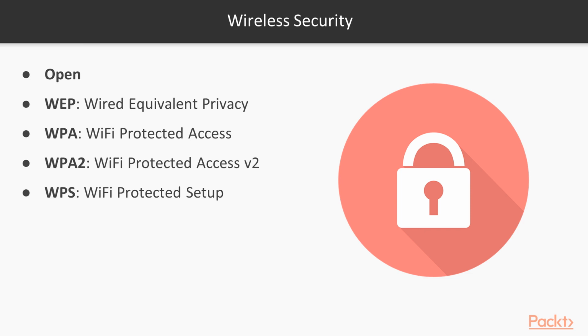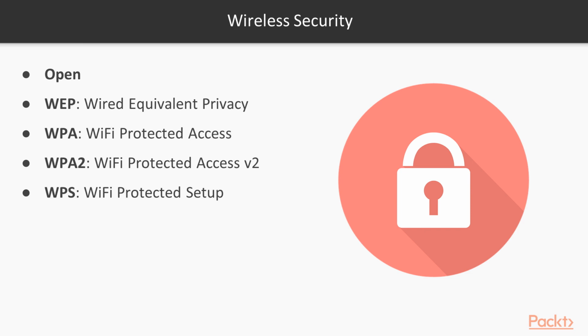Now, the next thing we're going to have to come across is wireless security, and there are 5 types of wireless security. The first one is called open, and open means just that. There is no security. There's no password, no encryption. The next one is WEP. That stands for Wired Equivalent Privacy. After that, we had WPA, which is Wi-Fi Protected Access. Then we moved into WPA2, which is Wi-Fi Protected Access version 2.